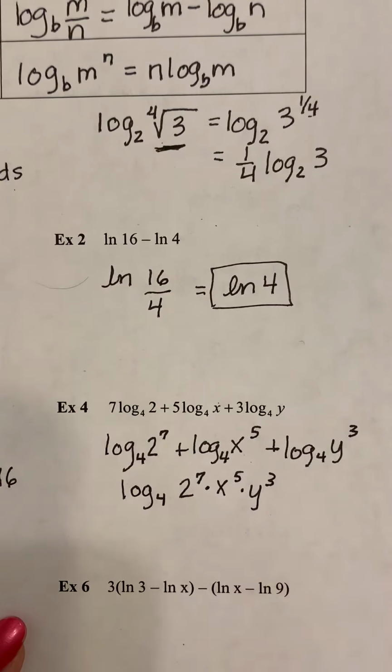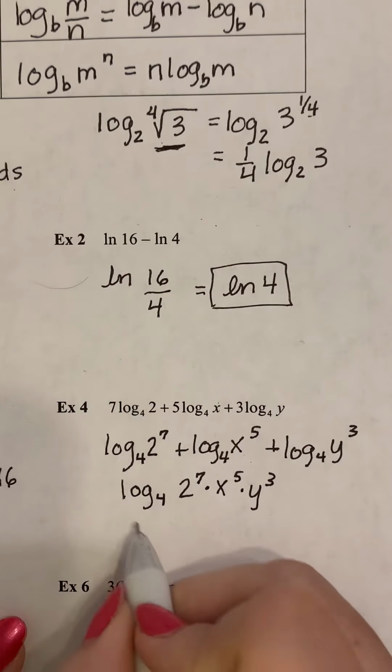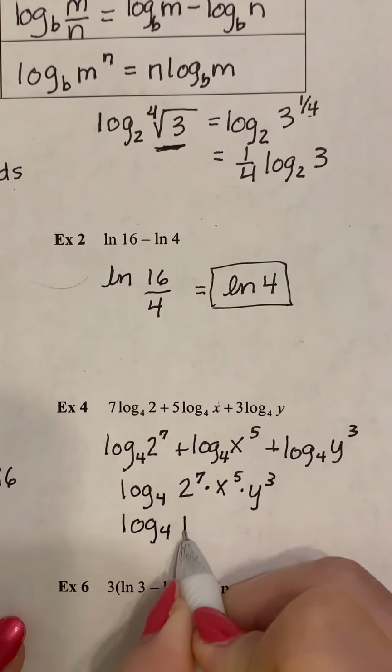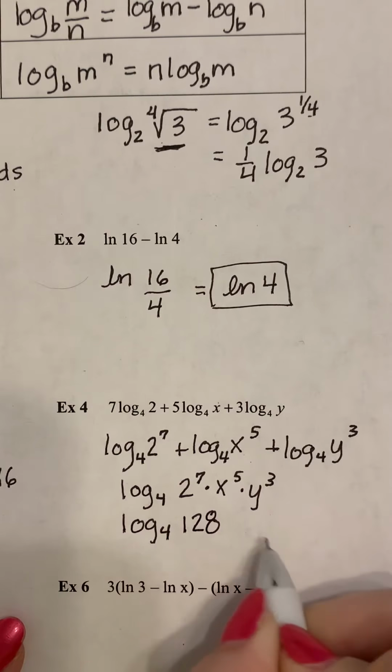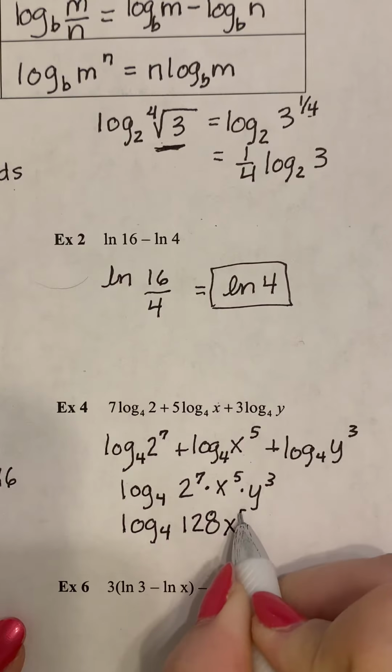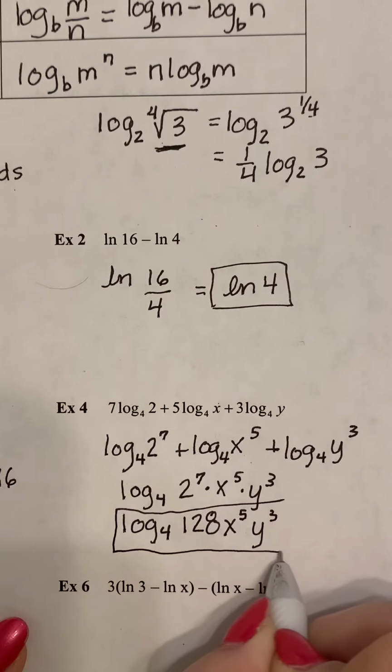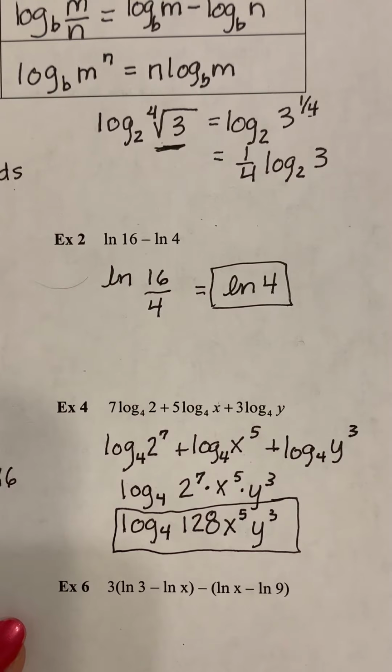What we could do is we could do 2 to the 7th power. 2 to the 7th power is 128. Log base 4 of 128, x to the 5th, y cubed, and that's done. Give you a second to look that over, copy it down. You can always pause the video and rewind and go back if you're having problems.